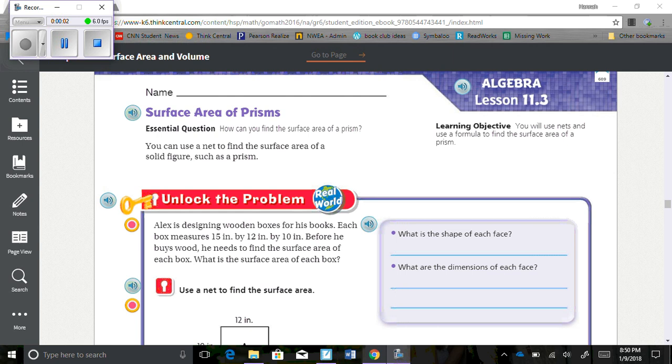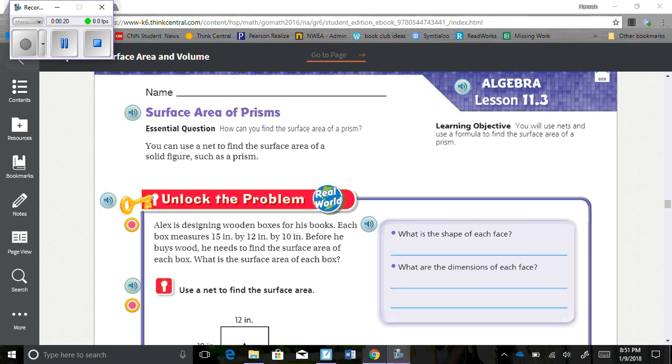Today we're going to be talking about Chapter 11, Lesson 3, Surface Area of Prisms. So we're just going to be, again, building on those previous lessons of Chapter 11 and tying them all together. So let's look at the Unlock the Problem.